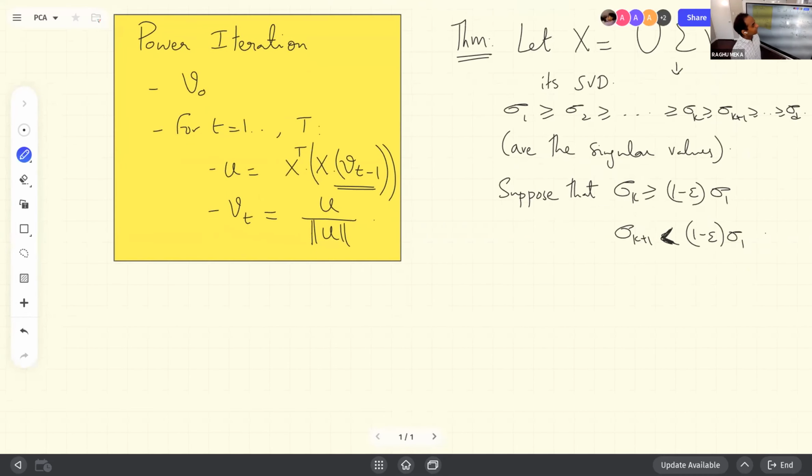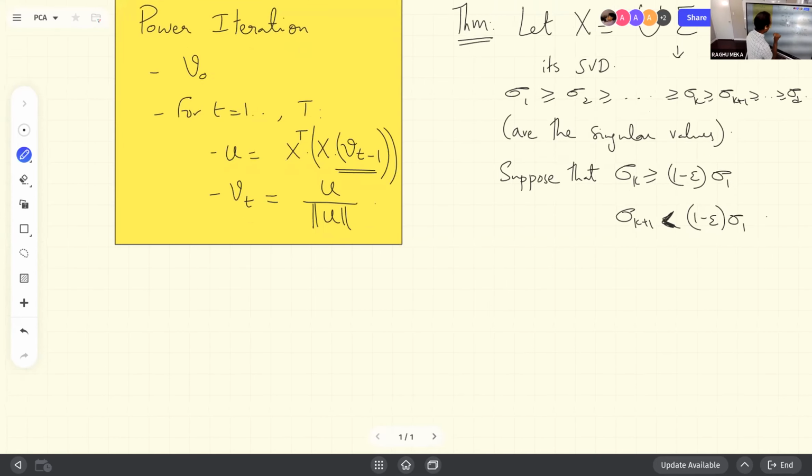So what would be an ideal thing to conclude in this case? If I want a vector which gives me the largest inner product, what would be a nice conclusion to have? I know that the top k are very close to each other, and then there is a drop from sigma k to sigma k plus 1, all the way there. So what can I say in that case? Well, what happens is, let's say U equals the span of the first k singular vectors.